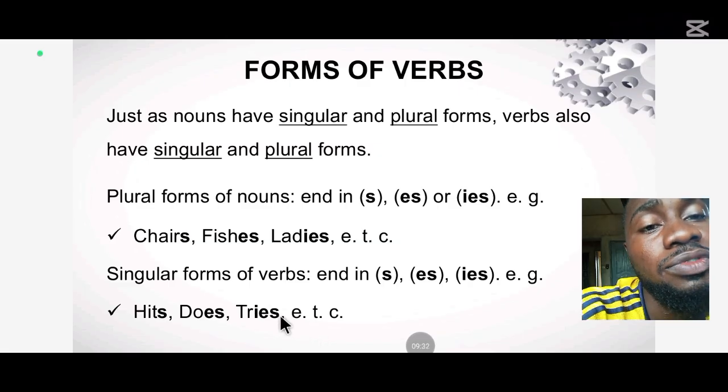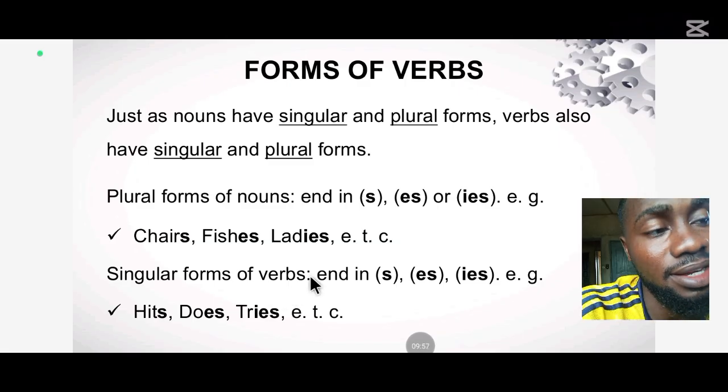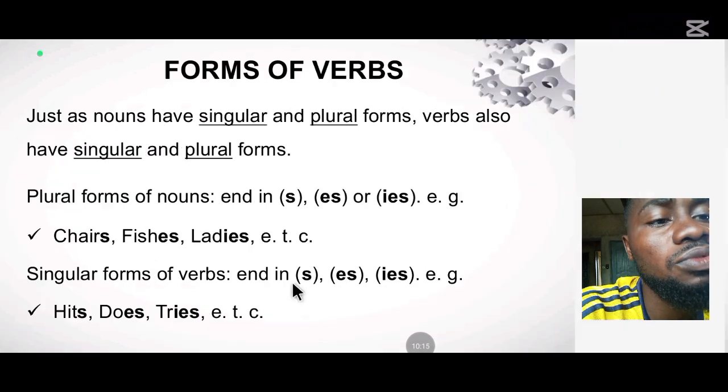What you have to know here is that the singular form of nouns is the opposite of the singular form of verbs. If the singular form of a noun does not carry s, es, or ies, then the singular form of a verb will carry s, es, or ies. So it's vice versa, it's opposite. Just bear in mind that when talking about singular and plural, the verb pattern is the opposite of the noun pattern. Okay, moving on.